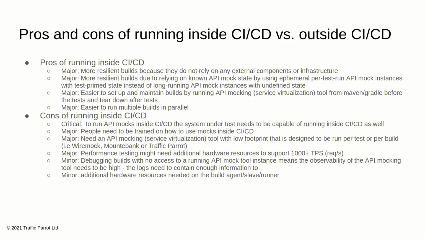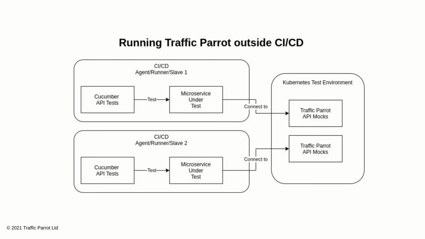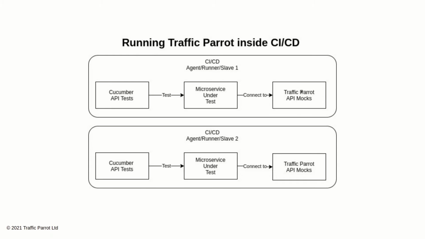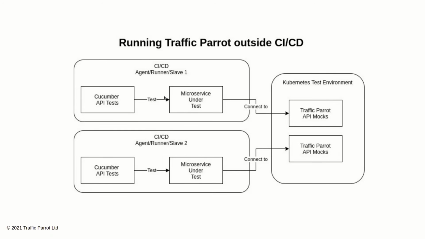Then you've also got a known state of those API mocks or virtual services because you're using ephemeral per test run API mock instances with test primed state instead of long running API mock instances with undefined state. What does that mean? Well, if you spin up this one as part of this build and tear it down, you know which state it starts in and which state it is going to be used for those tests. Whereas in here, you don't know if this was running for a while or not and who's been using it for what. So it's less predictable, the state of those API mocks, which might impact the stability of your test runs. Okay?